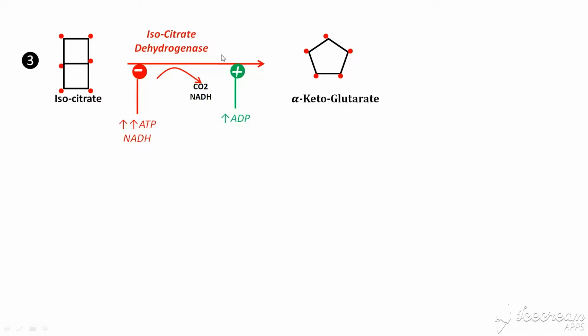The molecule that stimulates isocitrate dehydrogenase is going to be ADP. So when you have high levels of ADP, this indicates a low energy state inside of the cell. And of course, this high ADP is going to stimulate isocitrate dehydrogenase and further stimulate the TCA cycle.